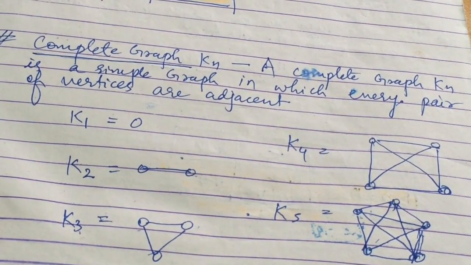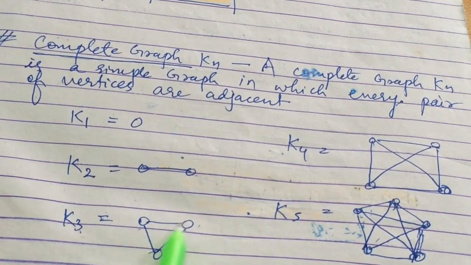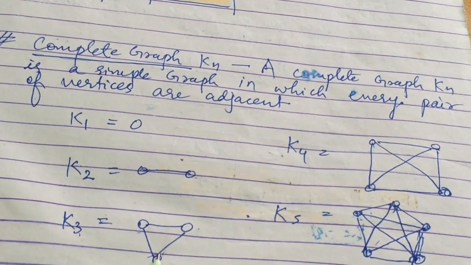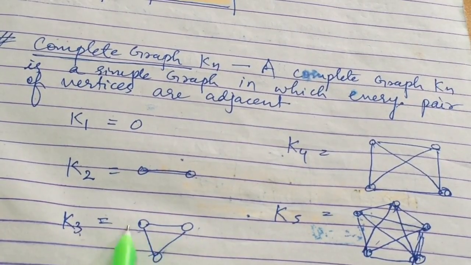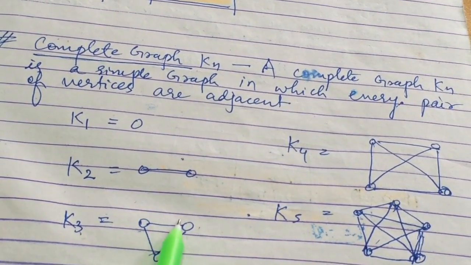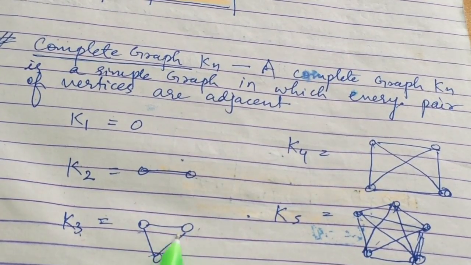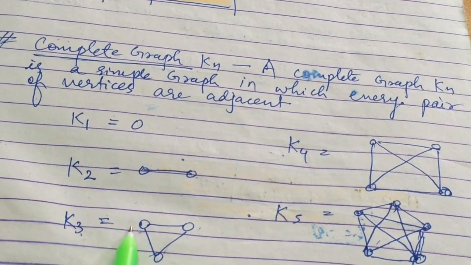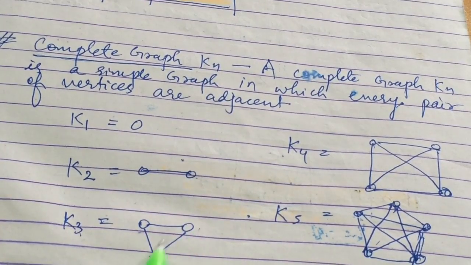you have three vertices, and one vertex will be adjacent to the other two vertices. This vertex is adjacent to these two vertices, and this vertex is adjacent to these two vertices. Means one vertex will be adjacent to all other vertices. Suppose there are n vertices, then one vertex will be adjacent to n minus 1 vertices.